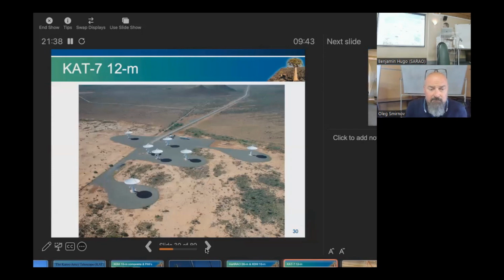We went a step further and we then built an array telescope, more than just one dish, seven dishes, KAT-7. You can see they're 12 meter dishes. The previous dish was 15 meters. One of the things we'd learned is 15 meters is a bit big to build as a one piece dish. These were 12 meter dishes and we changed a few other things as well.